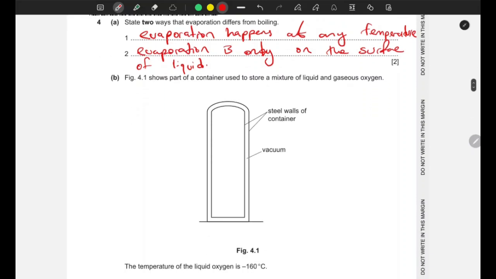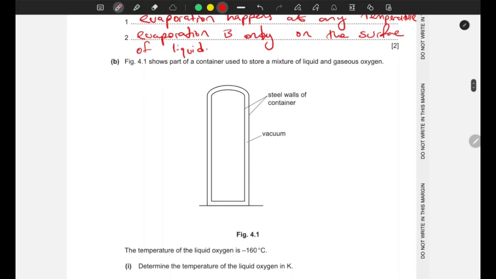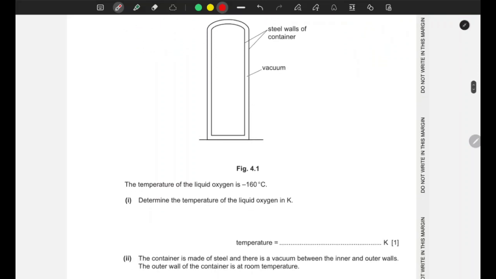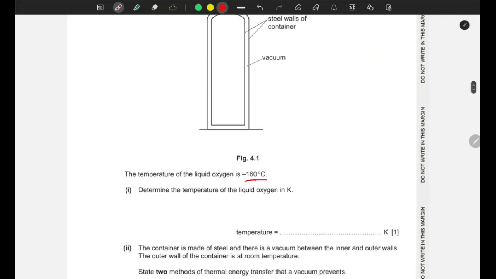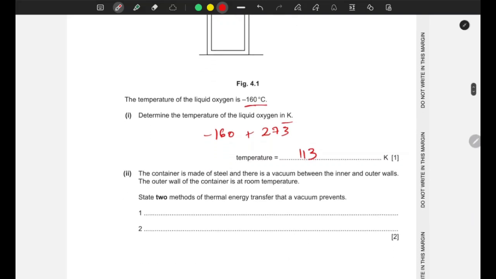Part B. Figure 4.1 shows a container used to store a mixture of liquid and gaseous oxygen. The temperature of liquid oxygen is minus 160 degrees Celsius. Determine the temperature of the liquid oxygen in kelvins. Okay, so to convert to Kelvin, we just have to add 273 to minus 160. So that would give us 113. So we have 113 kelvins.